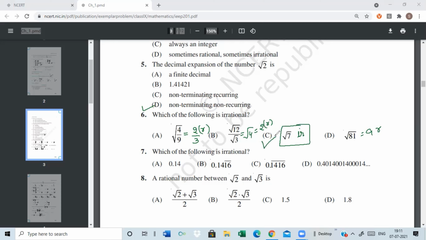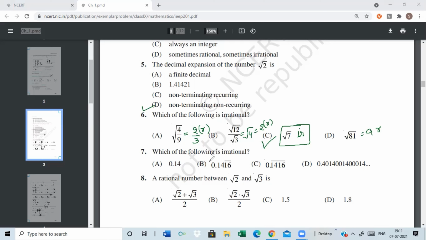So which of the following is irrational? Root 7 is irrational. The rest are all rational numbers. So these questions also make our concept about rational and irrational more clear, right? When we practice these questions, this concept becomes clearer in our minds, right?